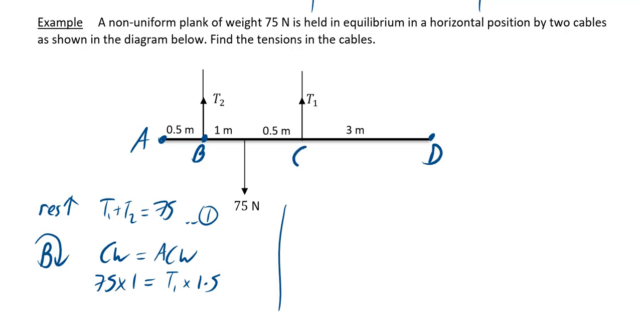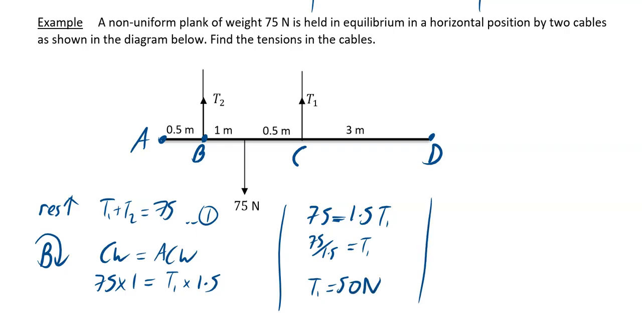So that means 75 is equal to 1.5 times T1, which means 75 divided by 1.5 is equal to T1. My T1 works out nicely to be 50 newtons. And then that means your T2 is just equal to 75 minus 50. Your T2 works out to be 25 newtons. And that is us done for this video.